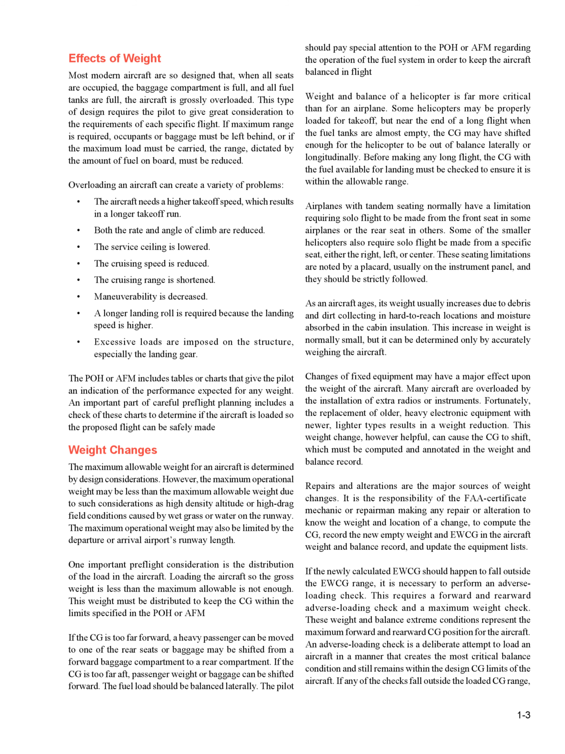As an aircraft ages, its weight usually increases due to debris and dirt collecting in hard-to-reach locations and moisture absorbed in the cabin insulation. This increase in weight is normally small, but it can be determined only by accurately weighing the aircraft. Changes of fixed equipment may have a major effect upon the weight of the aircraft. Many aircraft are overloaded by the installation of extra radios or instruments. Fortunately, the replacement of older, heavy electronic equipment with newer, lighter types results in a weight reduction.